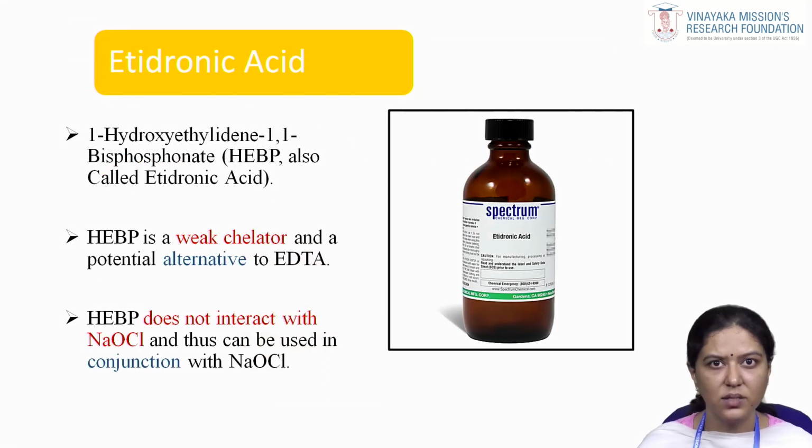Etidronic acid, also called HEBP, is a weak chelator and a potential alternative to EDTA. HEBP does not interact with sodium hypochlorite and thus can be used in conjunction with hypochlorite.